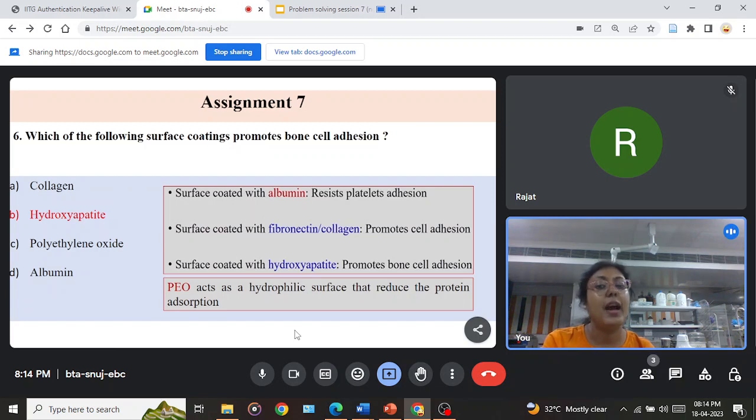As we already discussed, hydrophilic surfaces reduce the protein adsorption, whereas hydrophobic surfaces promote or favor the protein adsorption. Again, albumin, as we discussed, when coated on a surface resists the platelet adhesion. So we're left with option B, hydroxyapatite, which is the correct answer. And a hydroxyapatite coated surface promotes the bone cell adhesion. Fine. So if there is no doubt, we can move on to the next question.